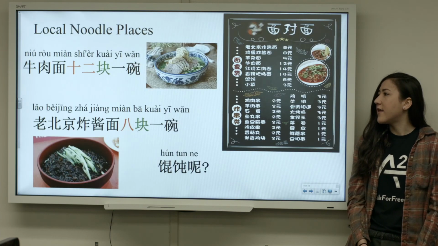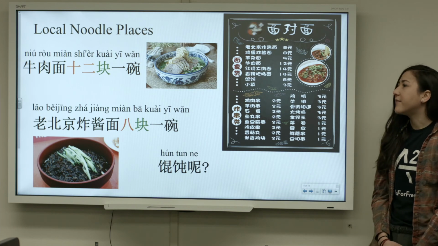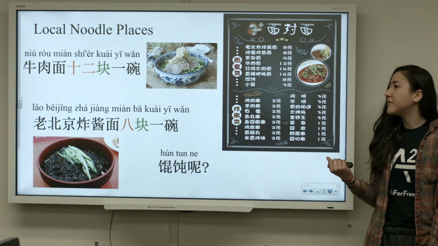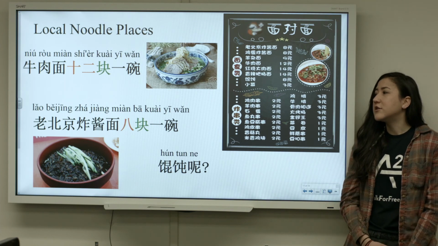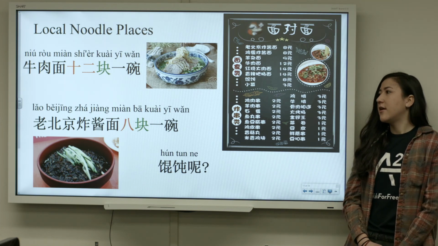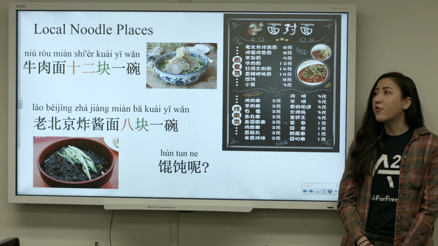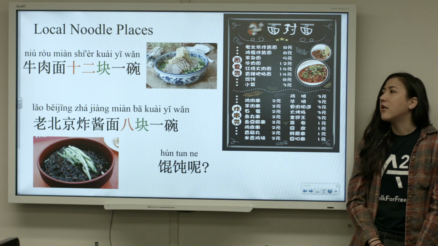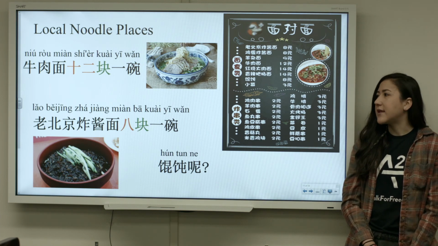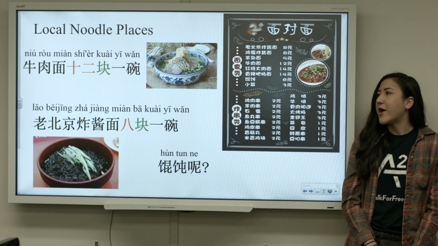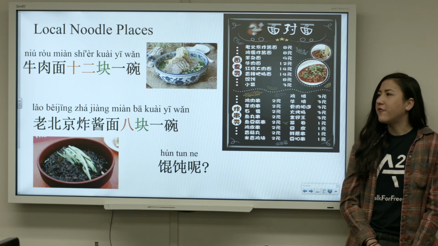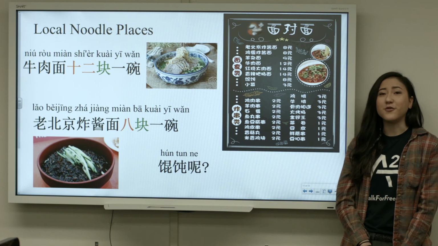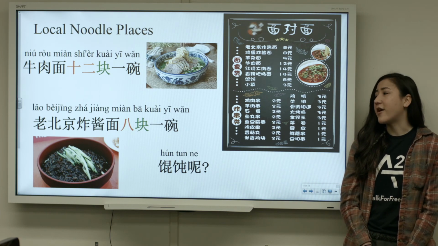So yeah, there's that. And then at local noodle places, if you look at this menu here, you'll see for our first example, it says 牛肉面12块一碗. So beef noodles are 12 kuai a bowl. And then our second example here says 老北京炸酱面8块一碗. So a bowl of Beijing style fried bean sauce noodles is 8 kuai for one bowl.